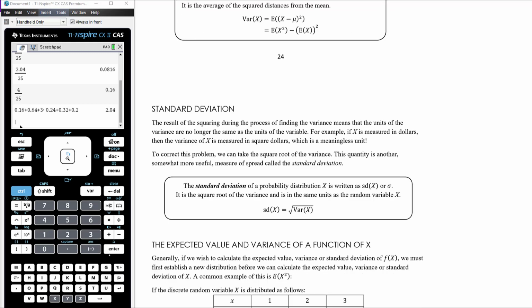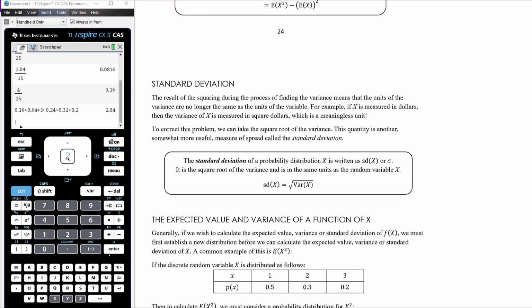So in the process of finding variance, because we square the distances from the mean, what we're getting is an average of the squared distance from the mean, which is a bit meaningless in terms of what we're measuring. For example, if x was in dollars, then the variance is being measured in square dollars, which is a completely meaningless unit. To correct for this problem, we can take the square root of the variance once we've calculated it.